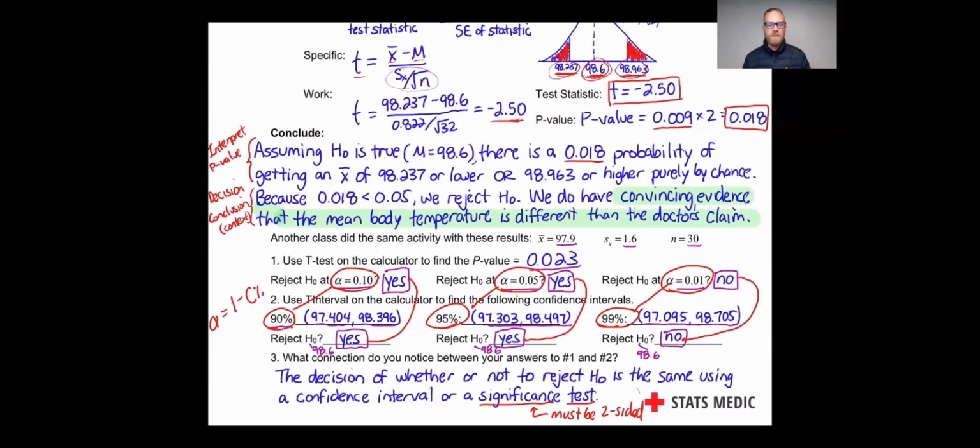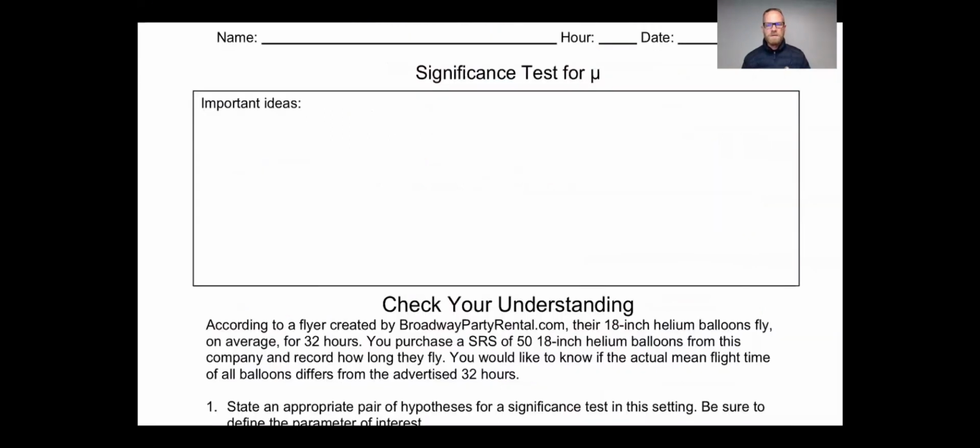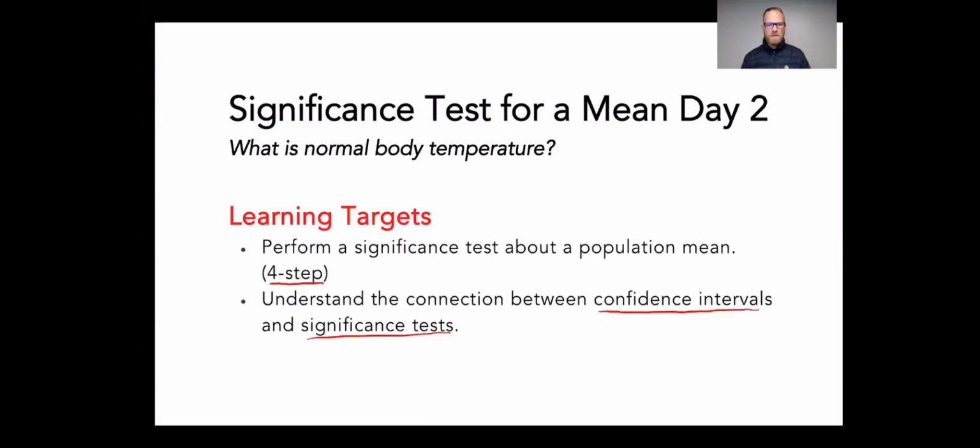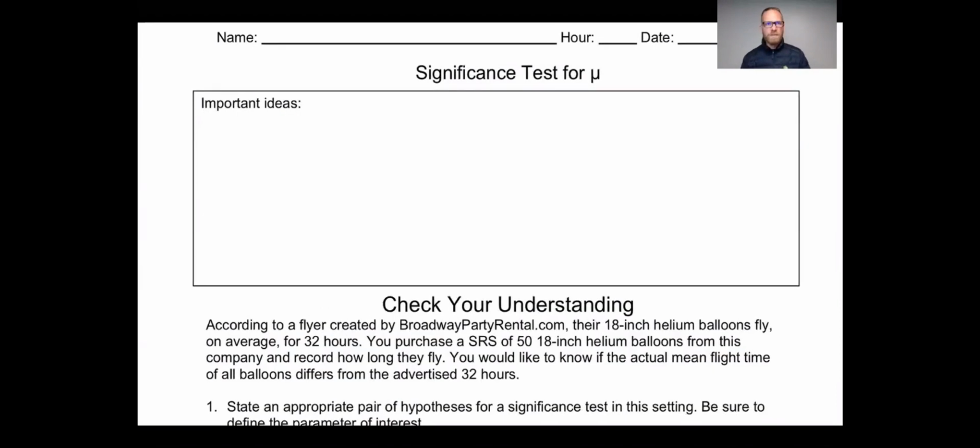So let's go ahead and summarize the important ideas. Let's start by checking back to the learning targets from the beginning of the lesson. So the first learning target was about doing a full significance test for a mean using the 4-step process. So let's just make sure that we know what must be included in each one of the steps in the 4-step process here. So the first step is the state.